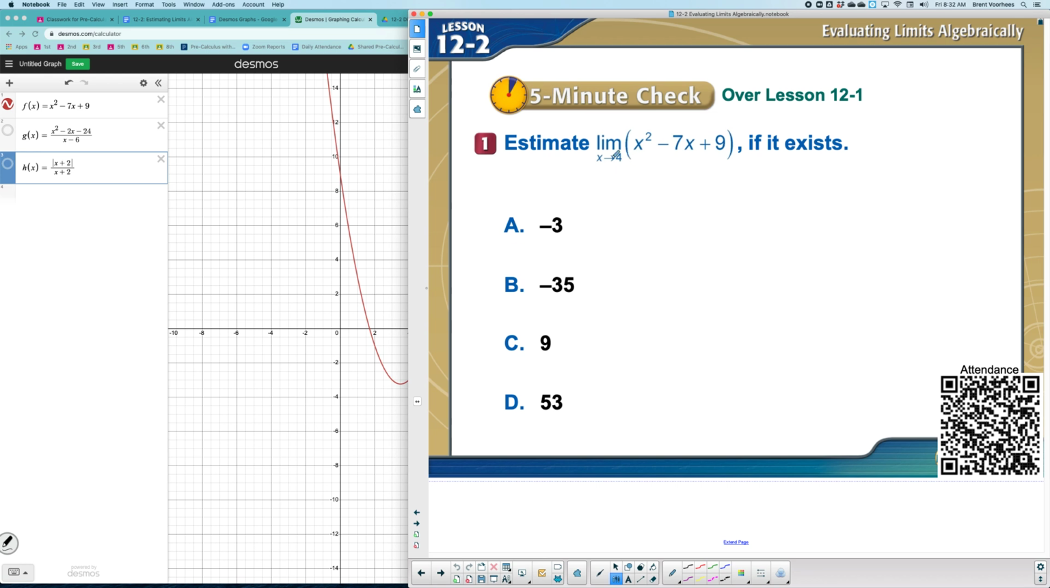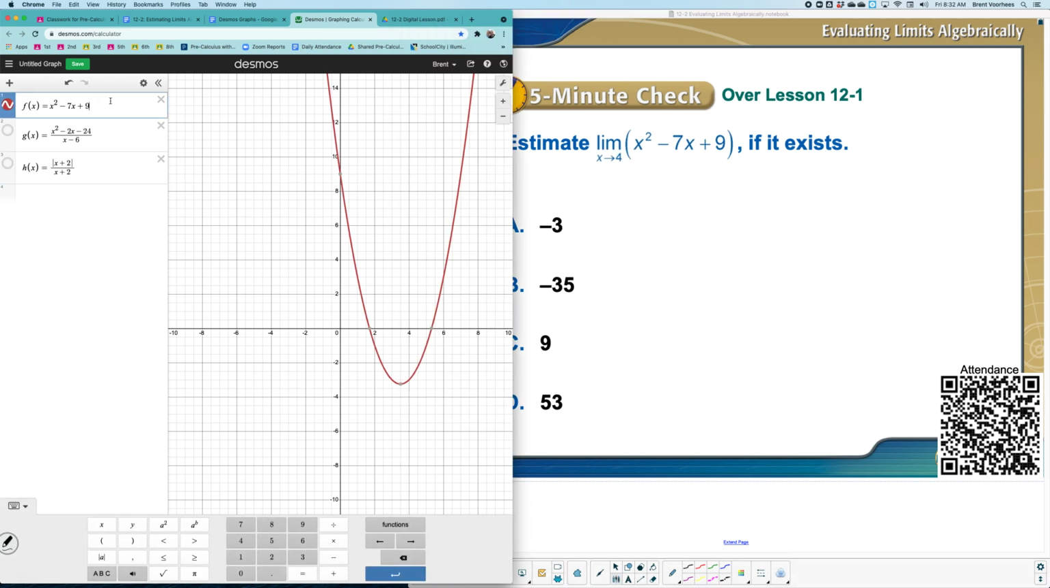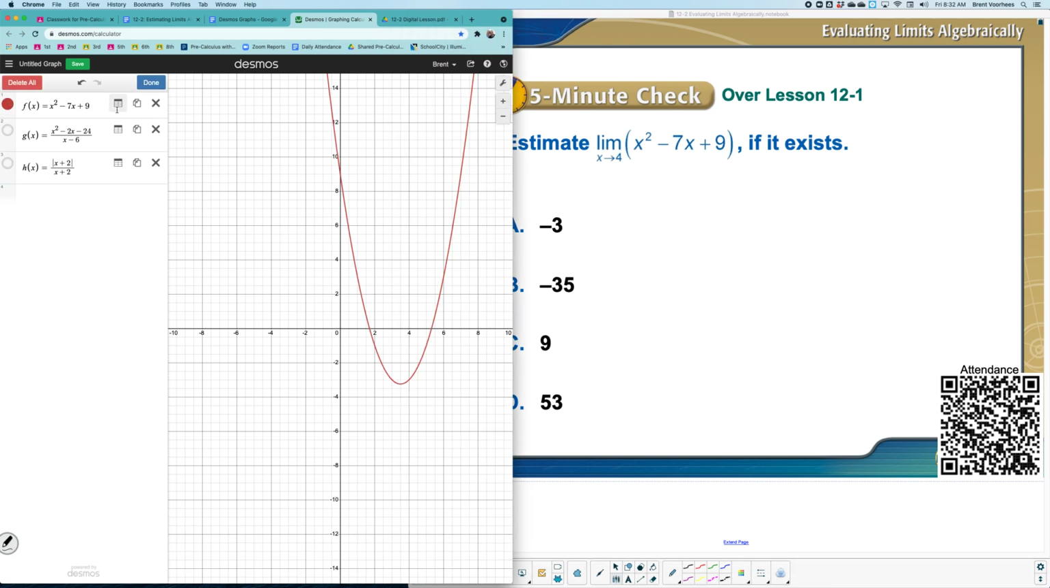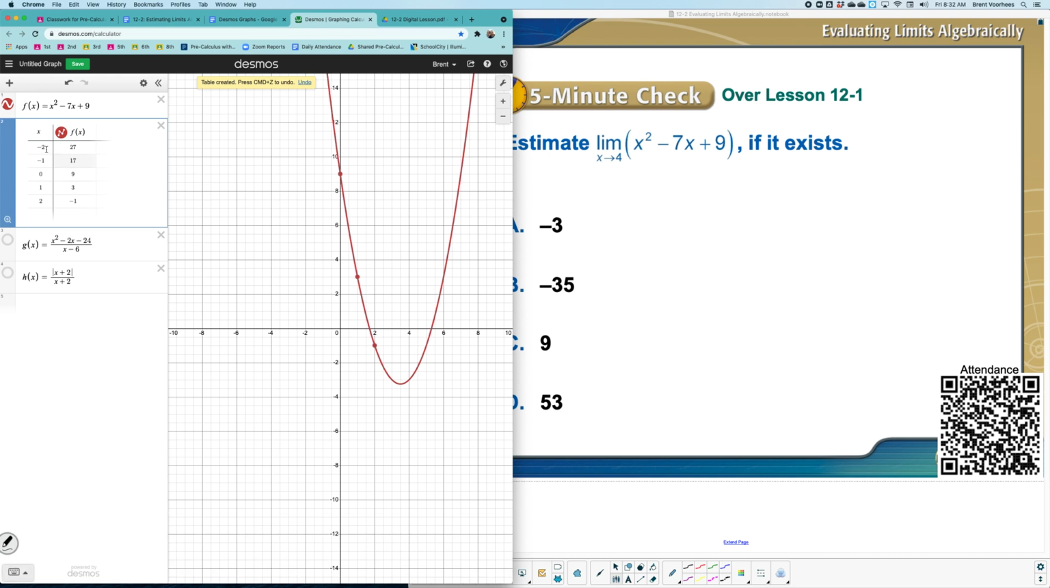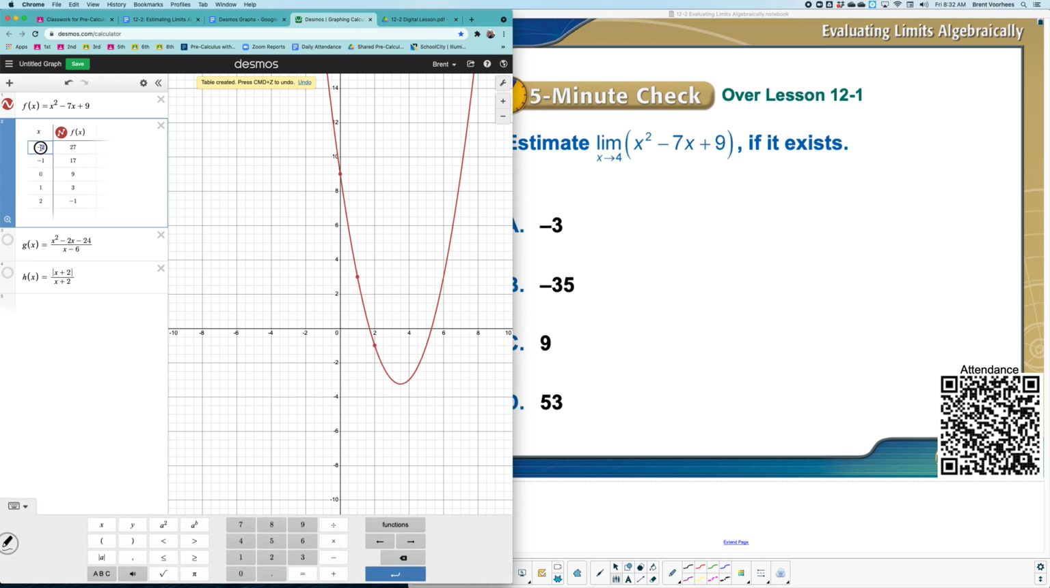And so when I'm looking at number 1, I want to estimate this limit as it approaches 4. So I can hit the edit and hit the table right here. And what's going to happen is it's going to give me these values. I want to approach number 4. So I'll do like a 3.9 here, 3.99, 3.999. I'll go ahead and type in 4. 4.1. Let me actually go smaller. 4.001, then 4.01, and then 4.1.